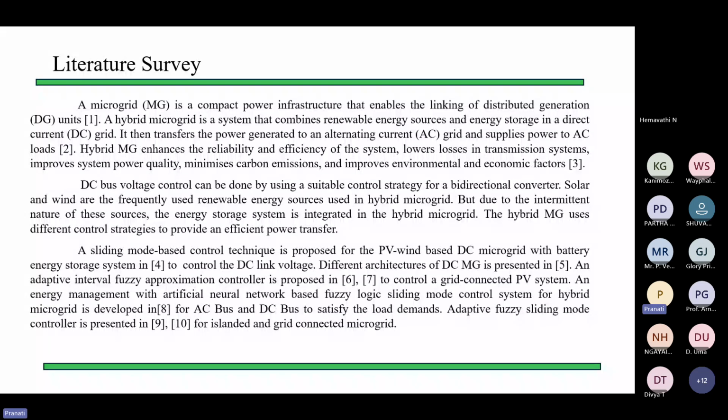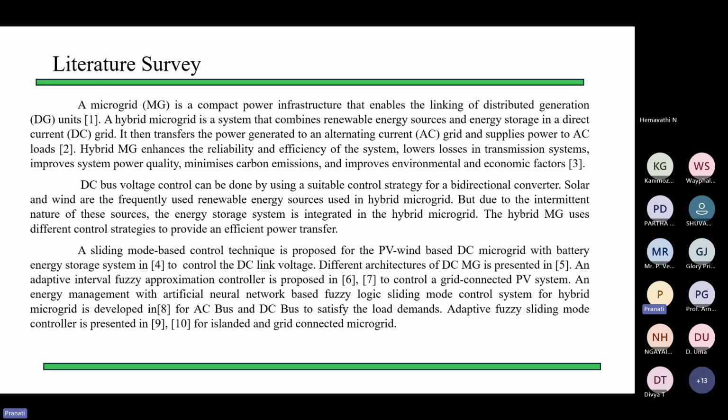Then this is my literature survey. In the microgrid, a lot of work has been done. Different controllers are used on the DC side as well as the AC side. So we have a DC bus and an AC bus. On the DC side, you have your DC sources connected, and then it goes to the AC bus through an inverter. For that, the different control strategies include the PI controller, sliding mode controller, fuzzy logic controller, and H infinity controller.